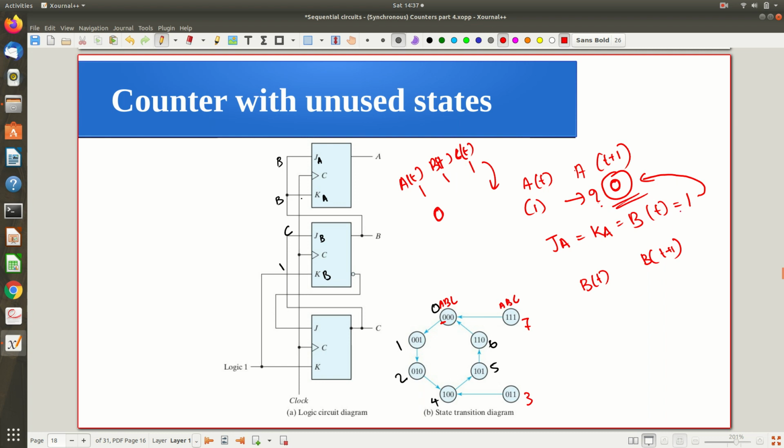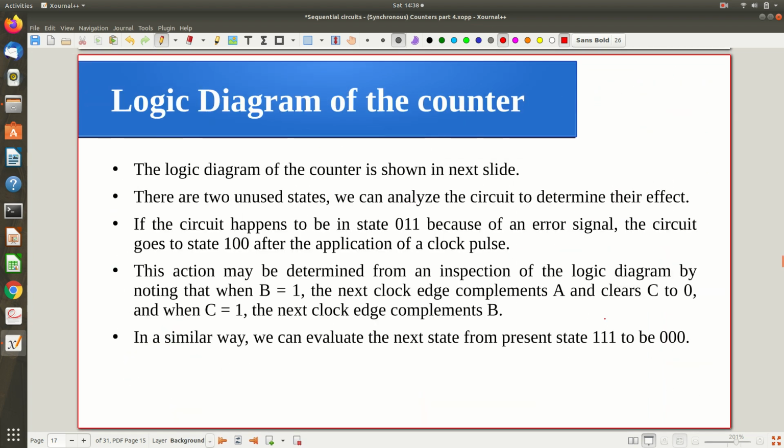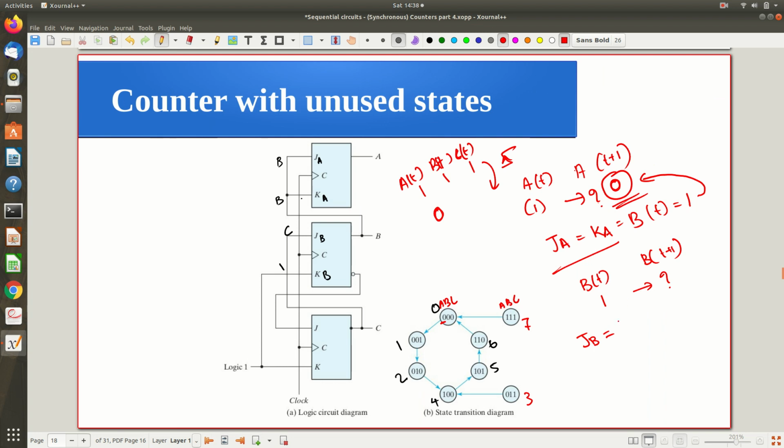Because this J, K, they are found to be 1, so they are in the toggle mode. So definitely after the next clock cycle, this bit will change. Now what about this bit? That is a second observation. That bit is right now 1, and to what is it going? That is my question. So let me see what is my JB and KB. JB was our C and KB was 1.